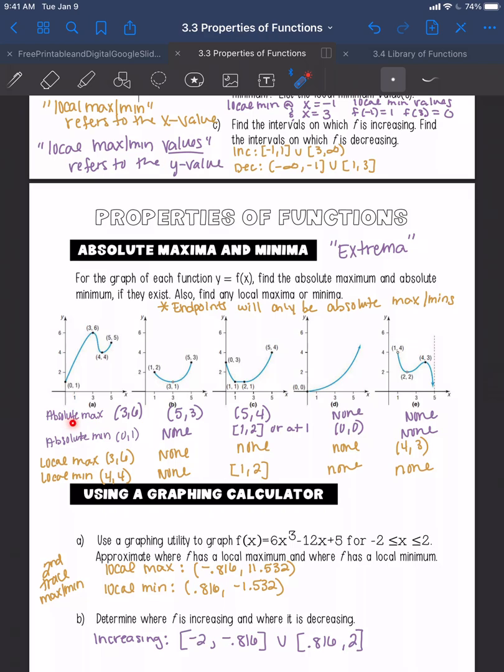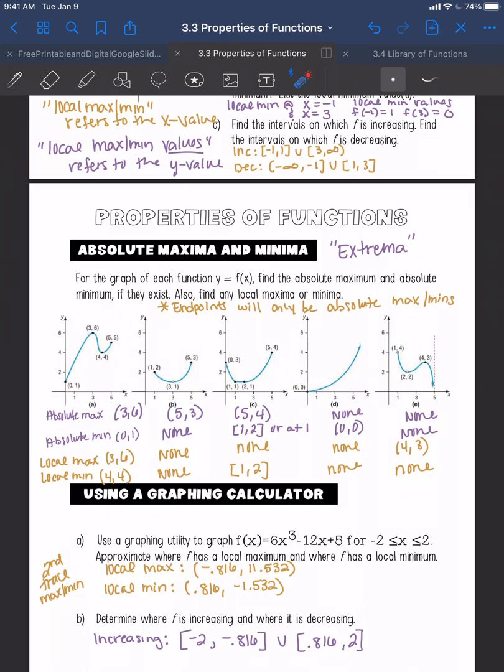So I've just written out our absolute max, absolute min, local max, and local min here, and went through and jotted all of those down. Note that the endpoints will only be absolute max or min. So an endpoint is not going to be considered a local max or min because there's nothing else on the other side of it to compare it to here.